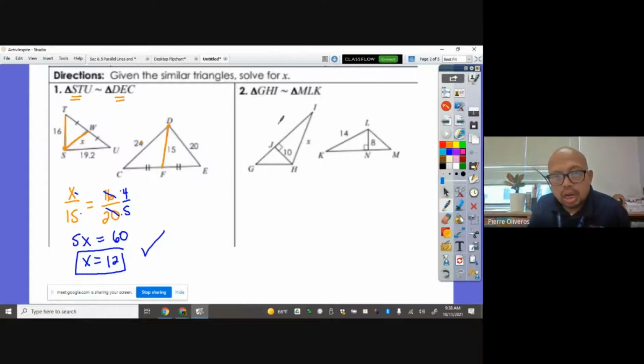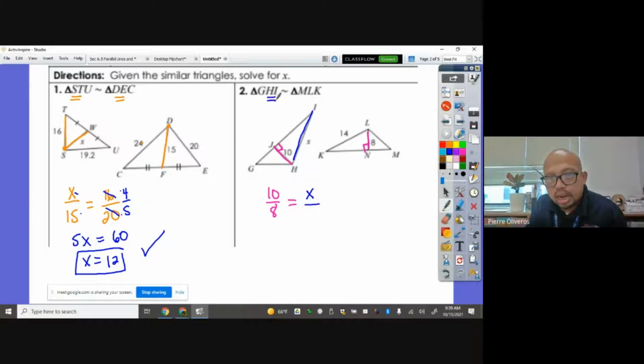Now, let's look at number 2. We have triangle GHI similar to triangle MLK. Look at the picture. I know that this is 90, so therefore, this is also 90. So we're talking about altitude here. So I know that 10 over 8 are both altitude and is equal to, pick one side here. Let's say where there's only one, the X that we're looking for, and that's IH.